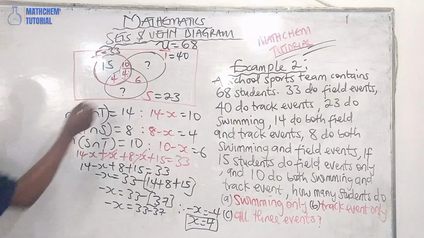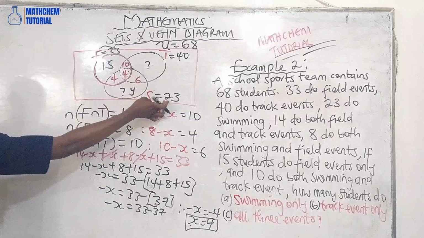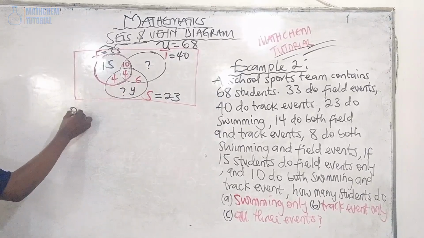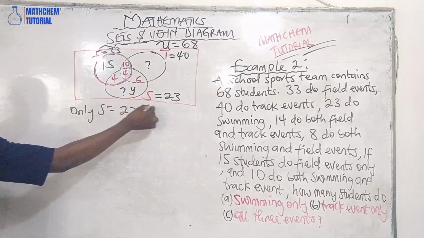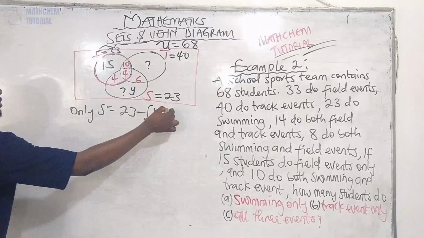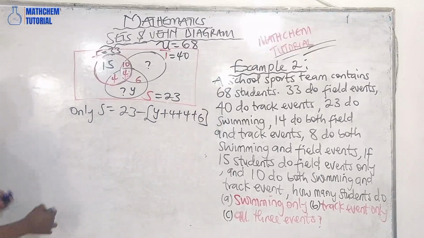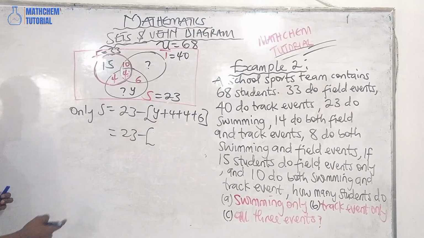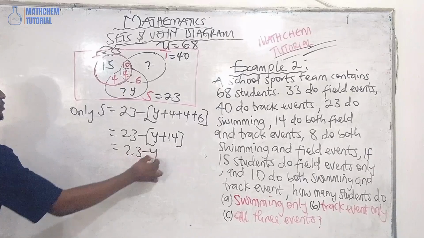I will say let me represent this here as y. So 4 plus 4 plus 6, everything minus 23, will give me this y. To get swimming only, let me write it here as only swimming. Only swimming will be 23 minus the sum of this y, plus this 4, plus this 4, plus this 6. So doing the arithmetic, 23 minus, 4 plus 4 is 8. 8 plus 6 is what? 14. So y plus 14, that will be equal to 23 minus y minus 14.